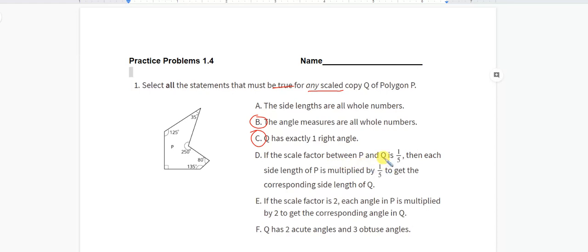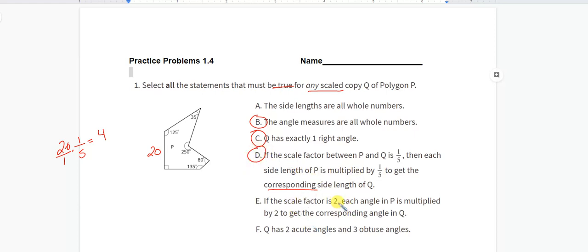And if the scale factor between P and Q is 1/5, so everything gets cut down to a fifth of the size. For example, if this was 20, we would divide that by 5, and the new one would become a 4. So if that's taking place, then each side length of P is multiplied by 1/5 to get the corresponding side. If that was 20, we'd multiply it by 1/5, and we would get the corresponding side of the new shape, which is 4. So that is a true statement. If 1/5 is the scale factor between P and Q, we would multiply all of these by 1/5 to get the new ones.